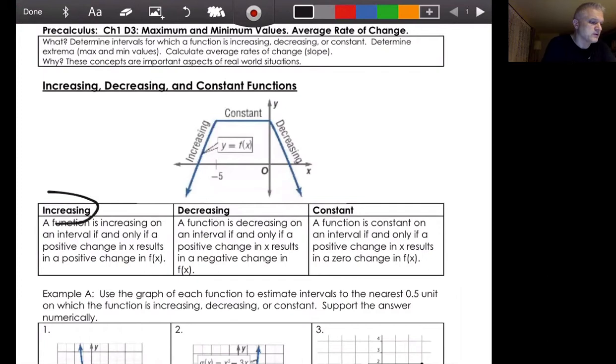Okay? And so it talks about that here. A function is increasing on an interval if and only if a positive change in x results in a positive change in y, or f of x. Notice that the interval where it is increasing, that's your x. If they ask what is the value of your function, that's always your y, or your f of x. If your y, or your function, is decreasing, then whatever the x's are over that interval, that's your interval for the decreasing section of your function. And your function is constant if the f of x does not change. So whatever the x's are, that's your interval of the constant function. Okay, let's scoot down and look at some examples here, shall we?